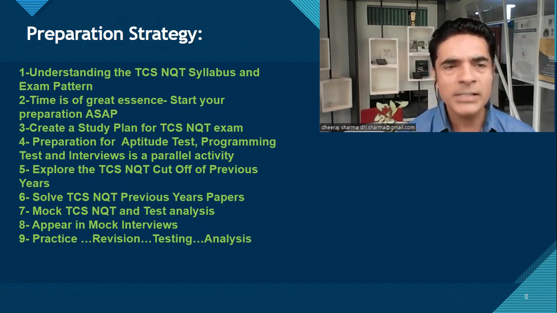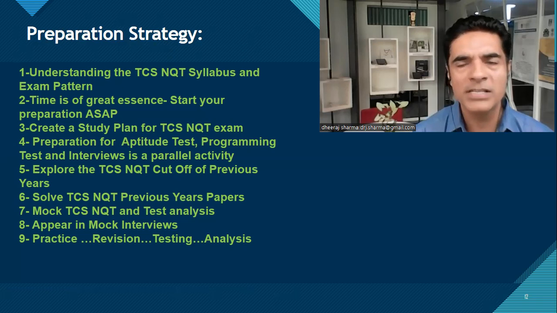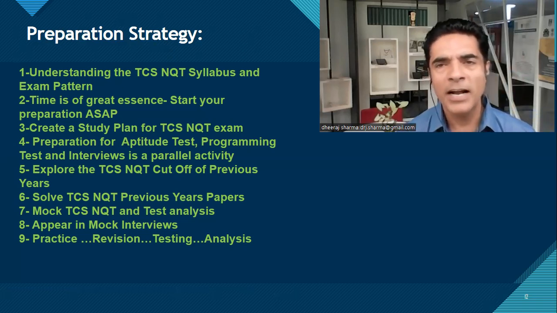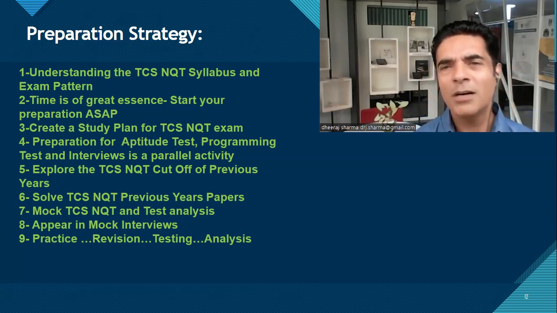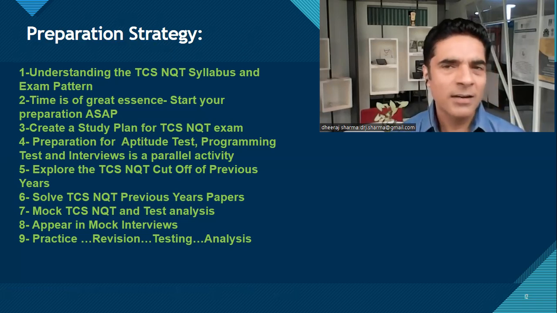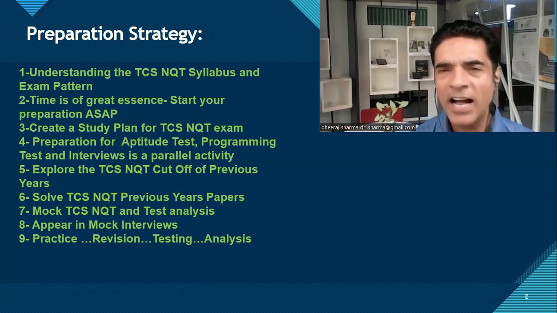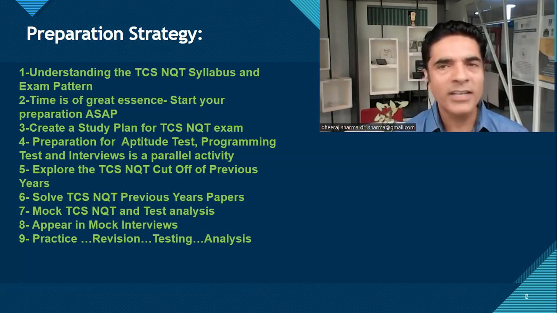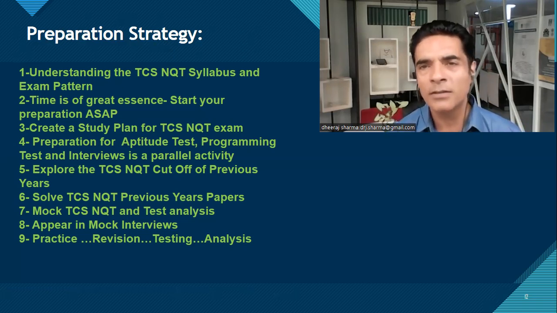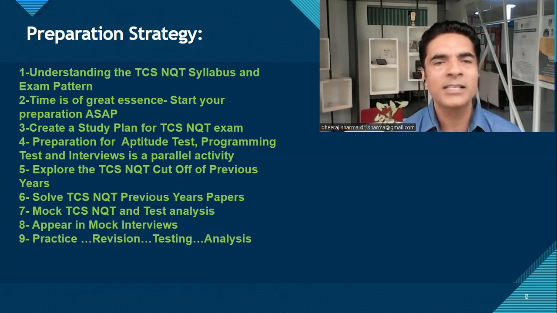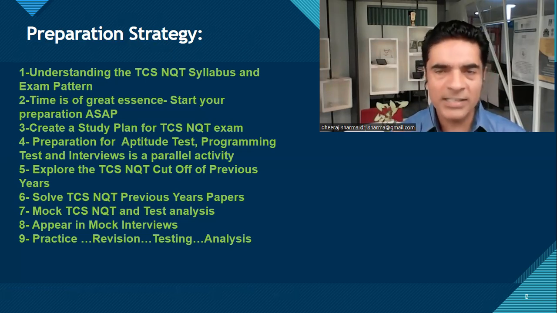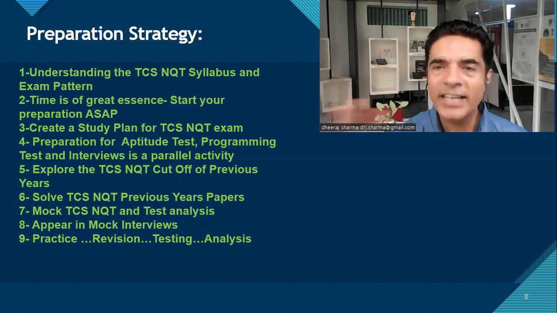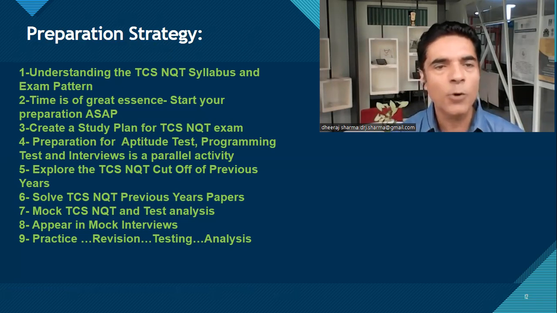Then comes the 6th point, which is again very crucial. Solve the TCS-NQT previous papers. You will find papers of the last 4-5 years, in fact at least 3 years, online. Solve those papers and see whether you have a good command of this. Identify your weak areas and start working on them. Seventh, mock tests. There are a lot of mock tests available online, or you can take our help. We'll provide you with a lot of mock tests. Take those tests within the stipulated time limit and do the test analysis. So appearing in mocks is very important.